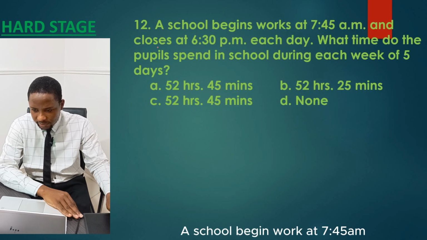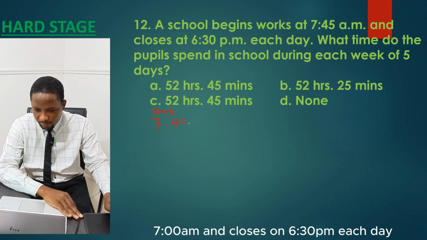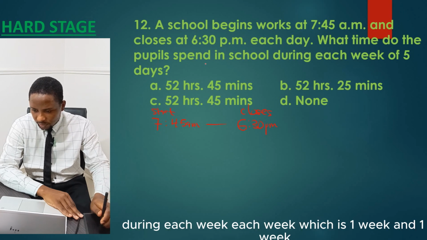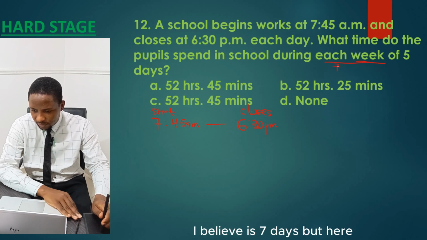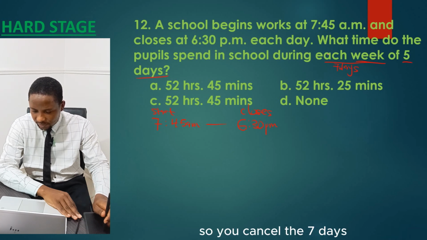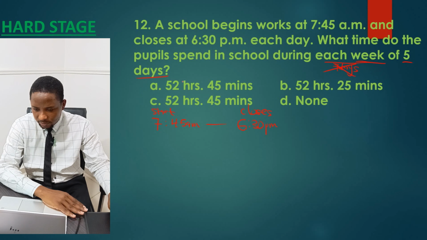Our school begin work at 7:45. 7:45, that's the start time. 7:45 a.m. and closes 6:30 p.m. each day. So what time do the pupils spend in school during each week, which is 1 week, and 1 week I believe is 7 days, but here it was stated clearly that we should use 5 days. So you cancel the 7 days. That's always a trap for a lot of students. You have to follow the instruction. So we're using 5 days.